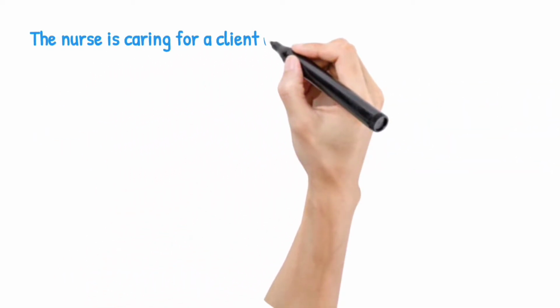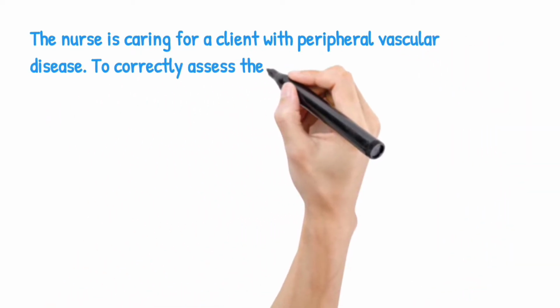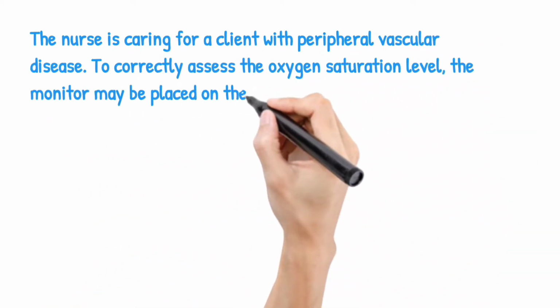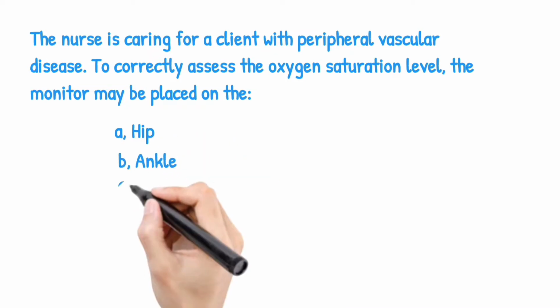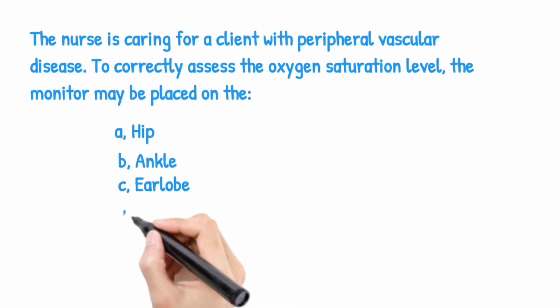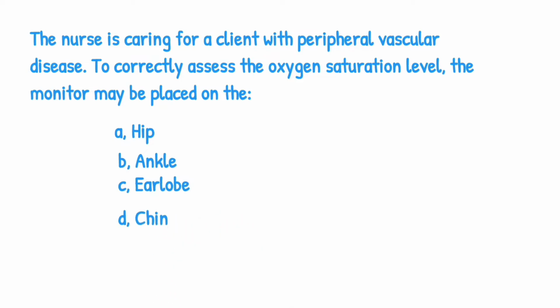The nurse is caring for a client with peripheral vascular disease. To correctly assess the oxygen saturation level, the monitor may be placed on the: the options are A. Hip, B. Ankle, C. Earlobe, D. Chin. The answer is option C. Earlobe. If the finger cannot be used, the next best place to apply the oxygen monitor is the earlobe.